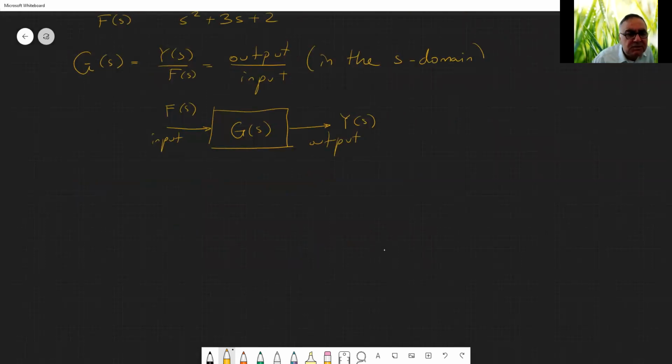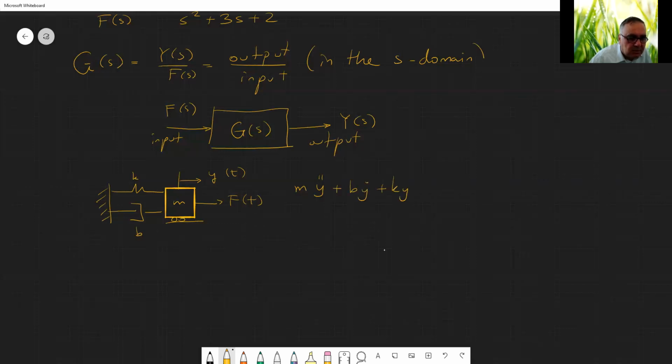I have given you examples of this, but a very simple example is a mass spring damper system like this one. Let's say the displacement is y(t), and there is f(t) here. The differential equation that describes this system is m y double dot plus b y dot plus k y equals f(t). If you do it, the transfer function G(s) between Y(s) and F(s) is going to be 1 over ms squared plus bs plus k, for example.